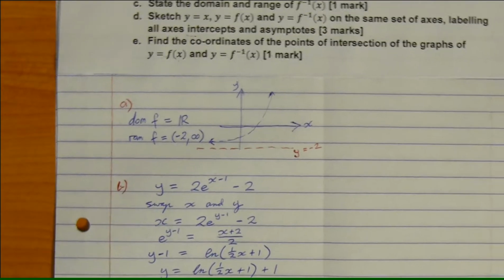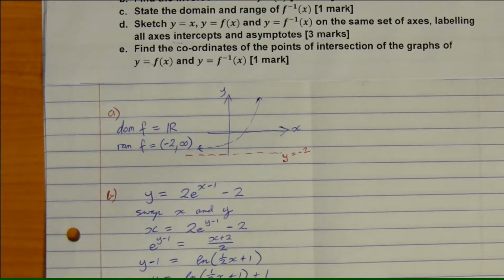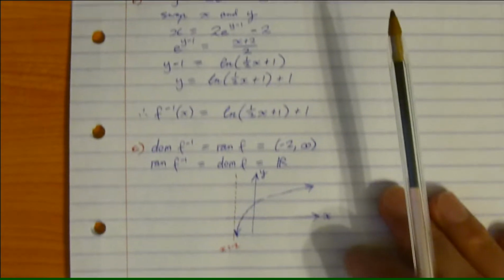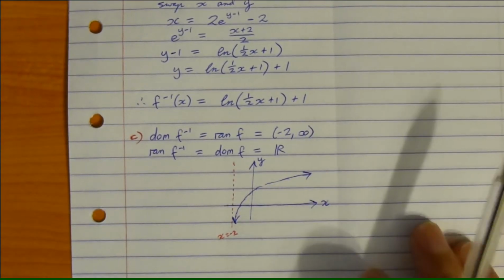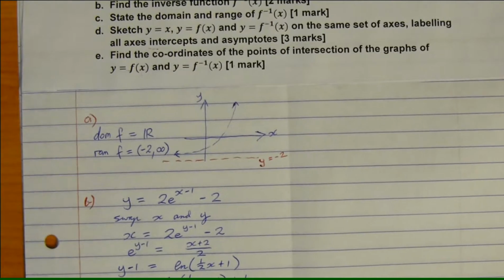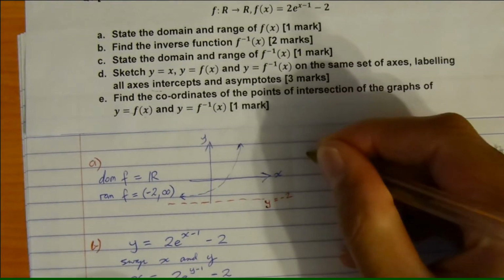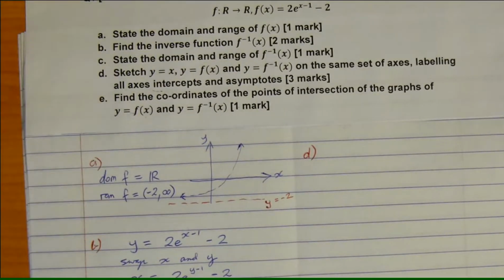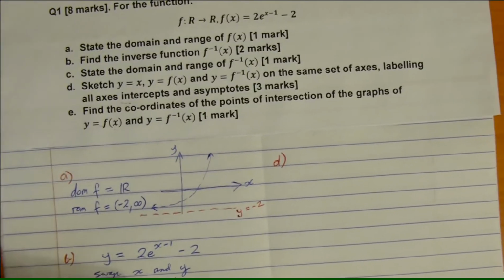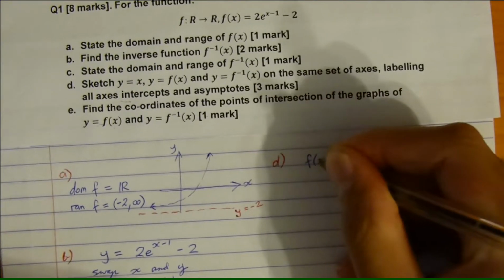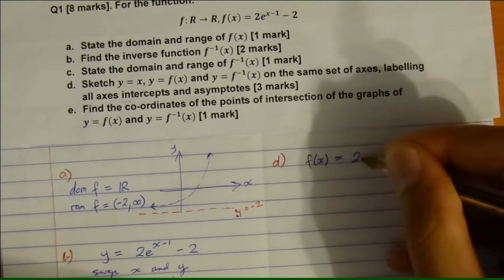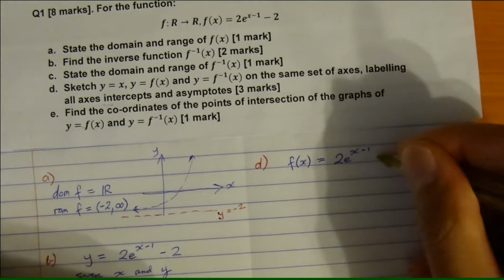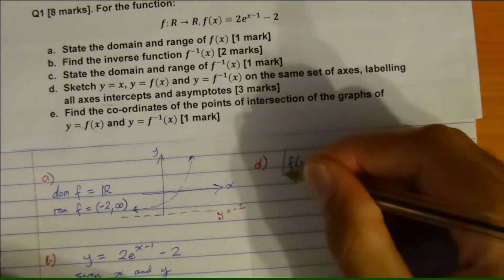part D. We're going to be doing the sketch now on the same set of axes of these two, so I'll simply be drawing this one as well as the log inverse, as well as the line y equals x. Now in order to do that, I actually need to figure out the x and y intercepts. Okay, so I'll start off with my first graph, so y equals 2e to the x minus 1, minus 2.